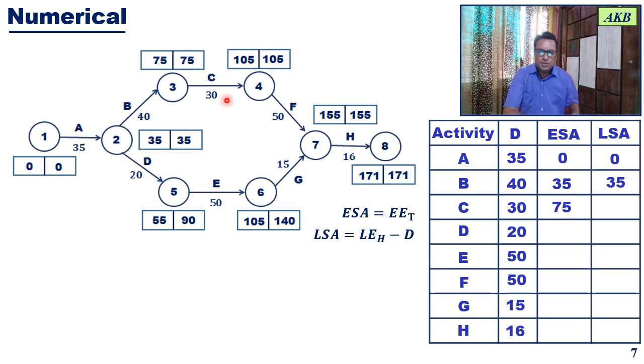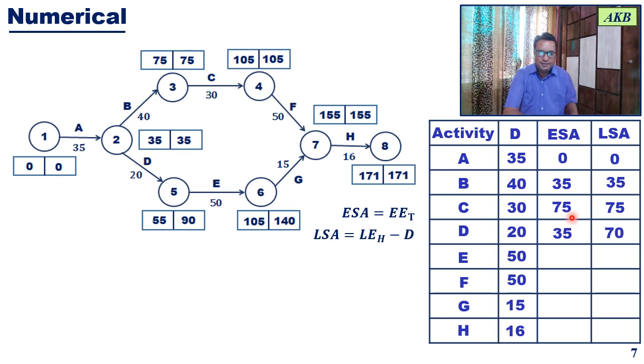So in this way, for each of the activities, you will get the earliest start time and the latest start time for the activity. Okay, for activity C, it will be 75 and 105 minus 30. So both the earliest and latest start time for activity C come out to be 75.